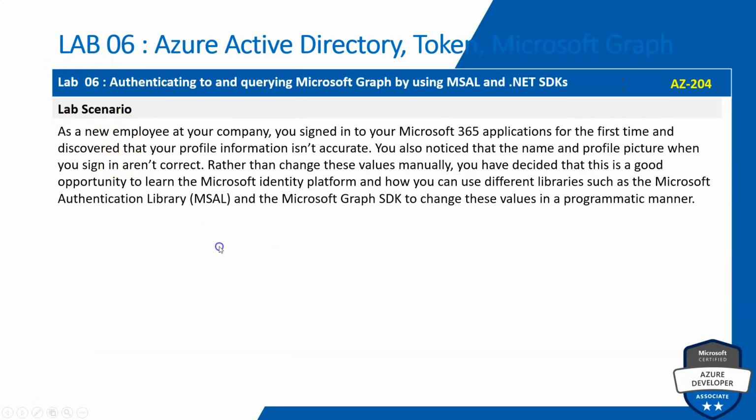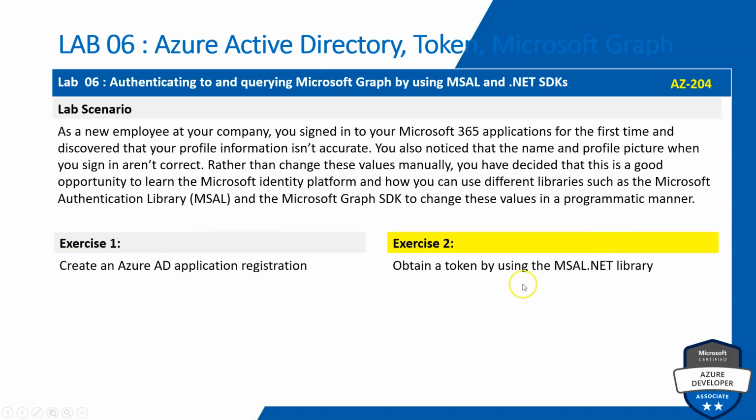Here is the lab scenario, and in the last video we covered Exercise 1. In this video we'll work on Exercise 2. It says obtain a token by using the MSAL .NET library. Okay, so that being said, let's begin the video.